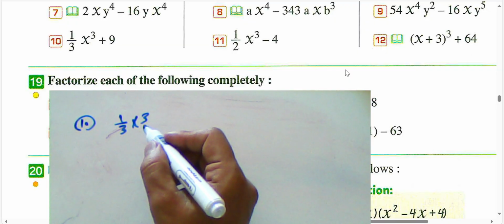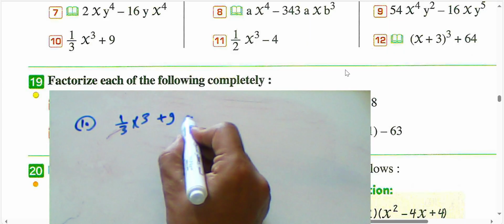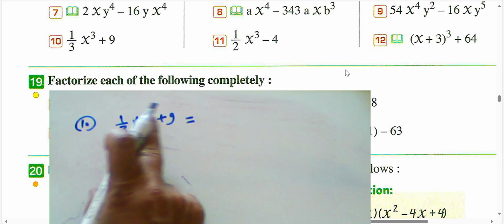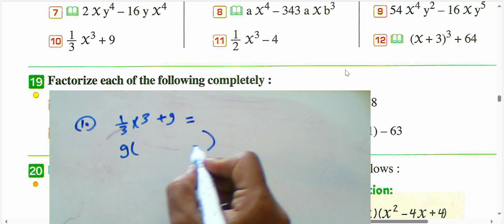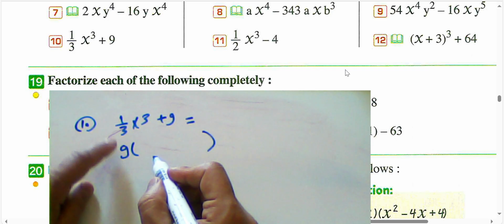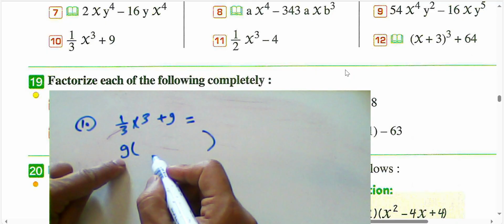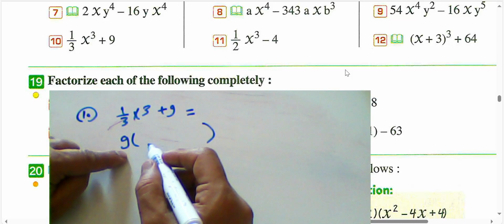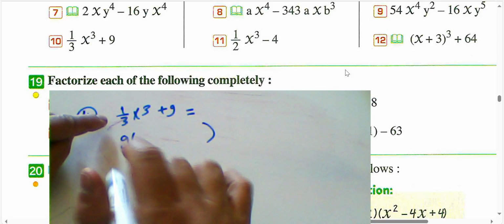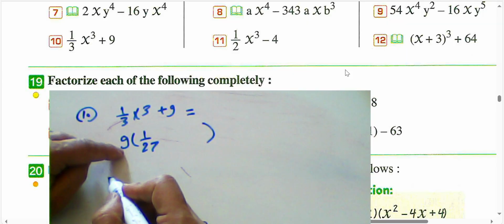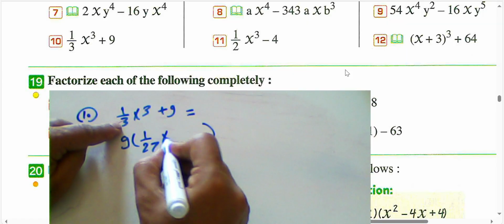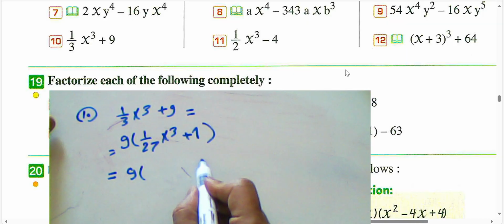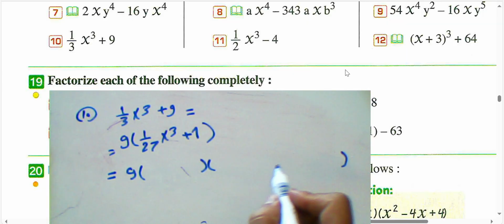Question number 10. Third x power 3 plus 9. We can write a common factor between them, or write 9, because 9 is greater than third. Write 9 as the common factor. This number, third, divided by 9 will be 1 over 27. If we multiply them, the result will be 1 over 3. X power 3 plus 9 divided by 9 equals 1. And then write 9 also, small brackets and greater brackets.